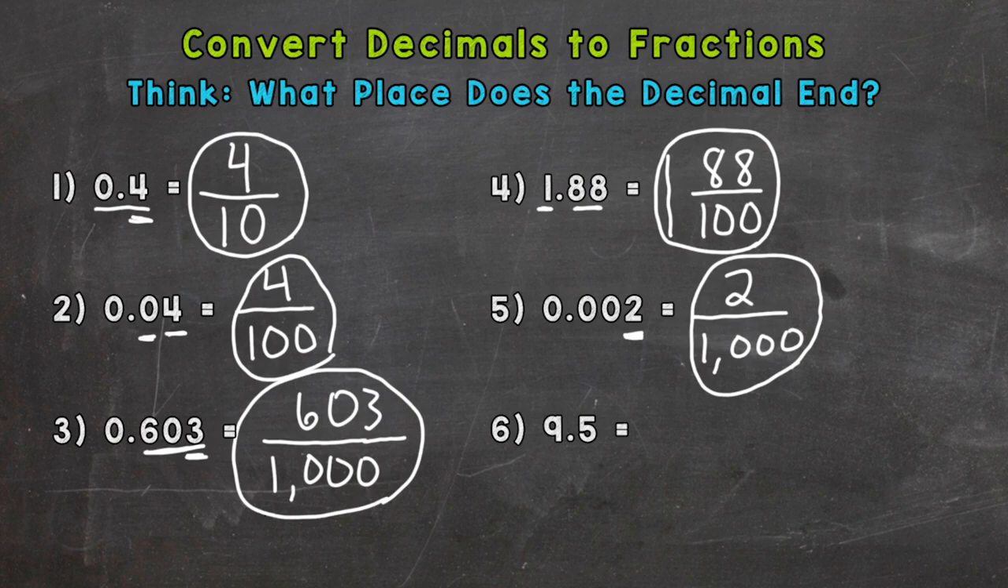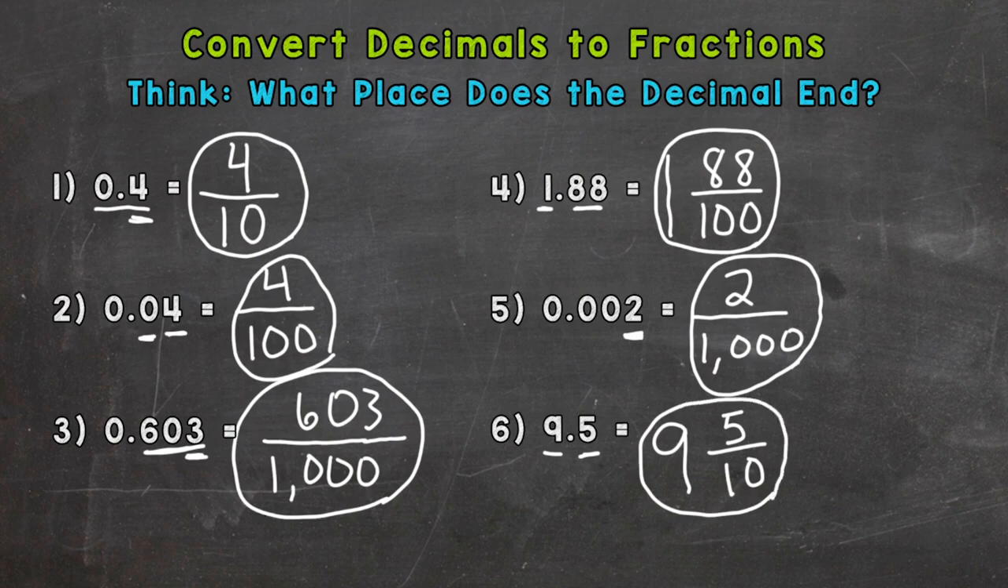And then number 6, we have another mixed number here where we have a whole 9. The decimal portion ends in the tenths. So that's our denominator. And we have a numerator of 5. So 9 and 5/10. So there we have it. There's converting decimals to fractions.